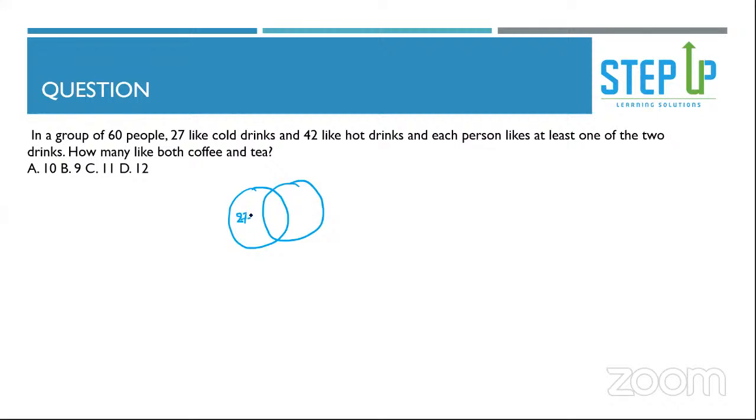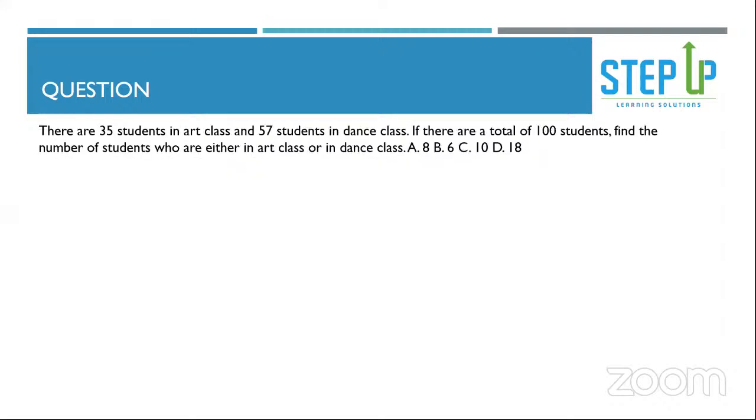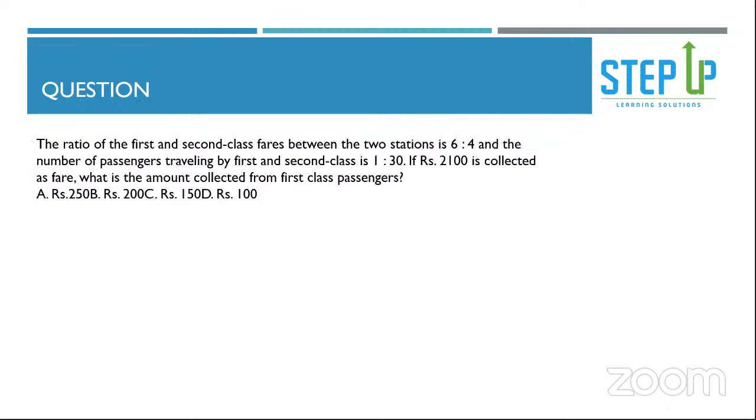This is again 27 minus x plus 42 minus x is equal to 60. So x and x will get cancelled out. 27 plus 42 will be 69. Yeah, the answer is 9. Okay, we'll come back to this question. Let's solve this question now because you have already solved similar stuff.